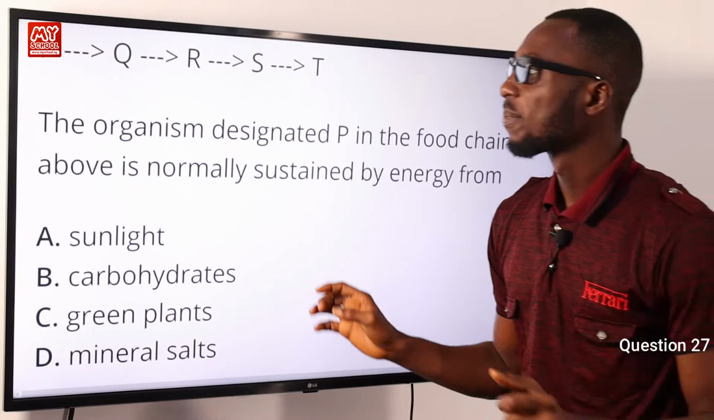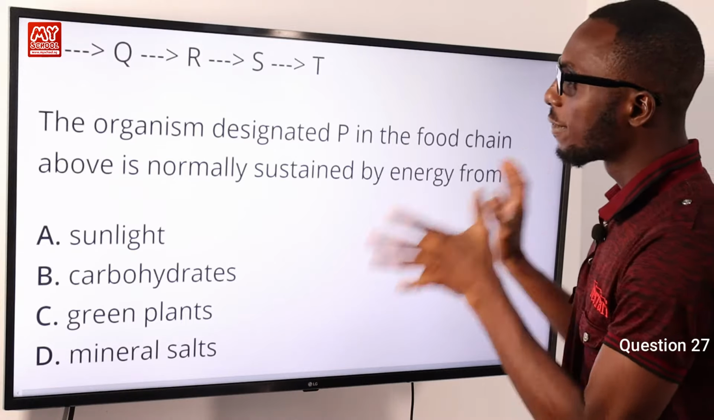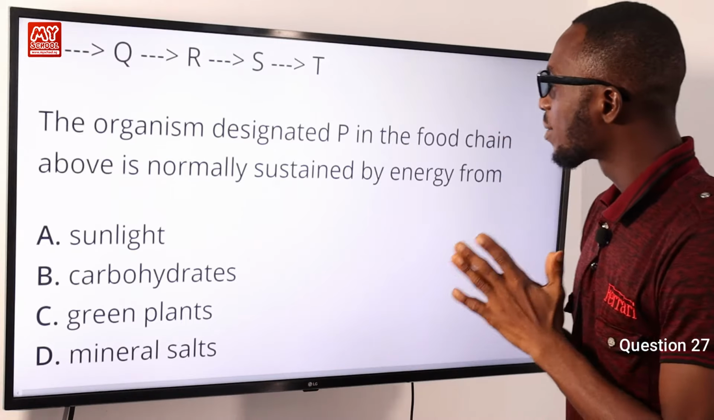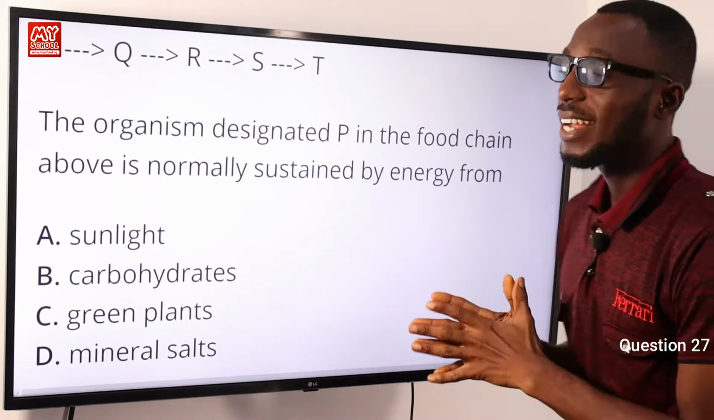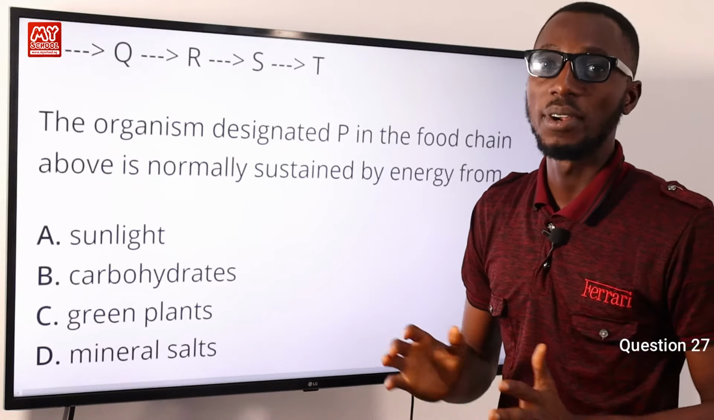Number 27. The organism designated P in the food chain above is normally sustained by the energy from where? Okay, so P here represents the producer, and examples are your green plants or your grasses. So it taps sunlight as its source of energy through the process of photosynthesis. So option A is very correct.